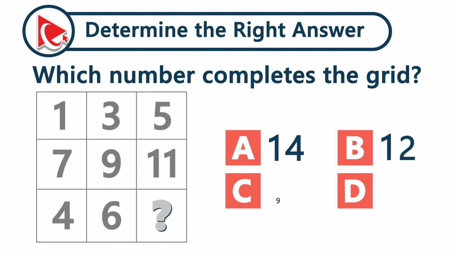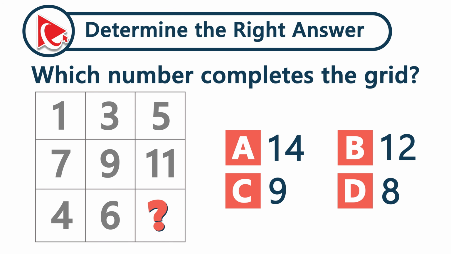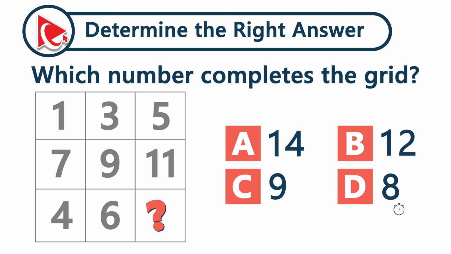You see the number grid, but one number is missing. Can you crack the sequence before time runs out?